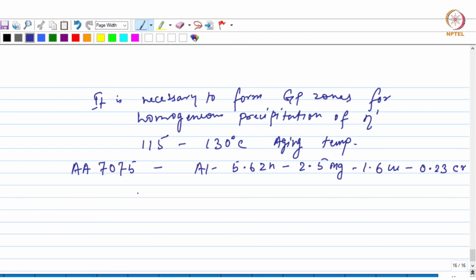And this is used in T6 temper. The T6 temperature for this is 120 degrees Celsius, the aging temperature, and the aging time is 24 hours. So if you age it at 120 degrees Celsius for 24 hours, you will get the peak hardness. And the precipitation sequence depends on the quenching rate.